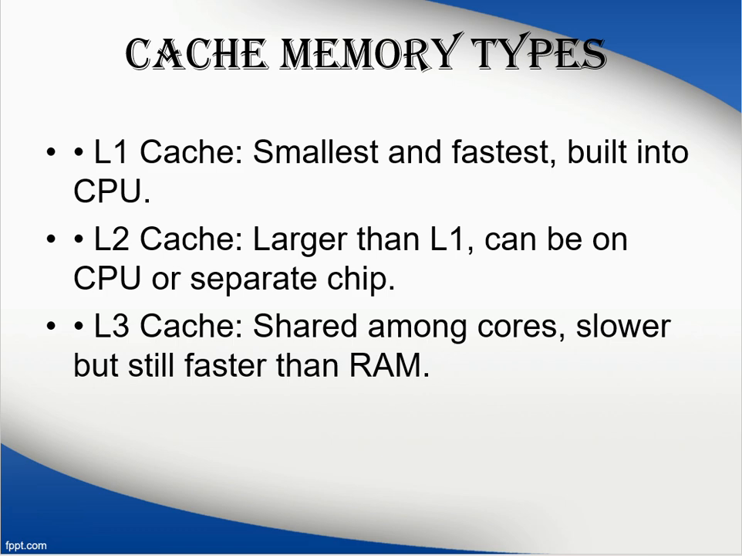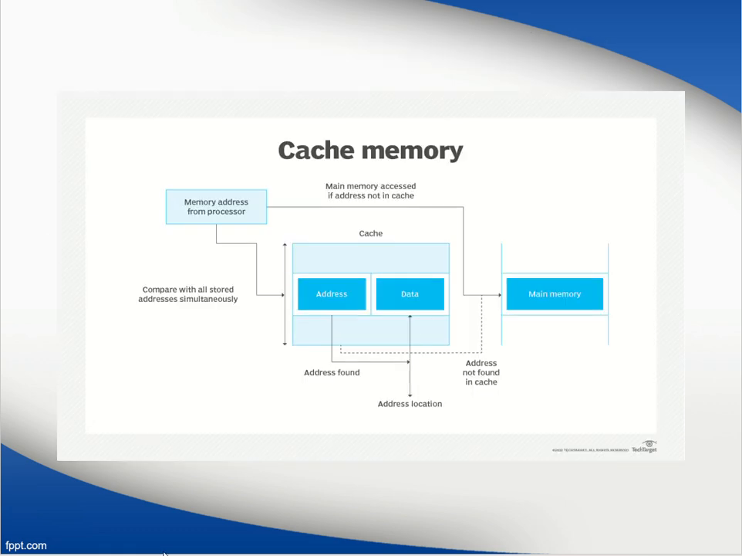So let's look at a clear diagram of how the cache memory is. So we can see that we have the memory address from the processor to the main memory, and at the same time the address from the processor to the cache. So within the cache we can see that we have the address and the data, as you can see.